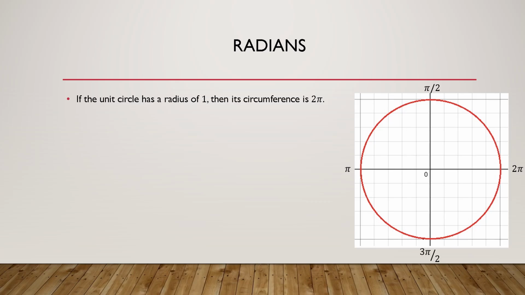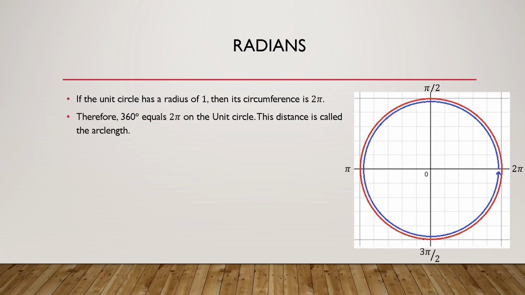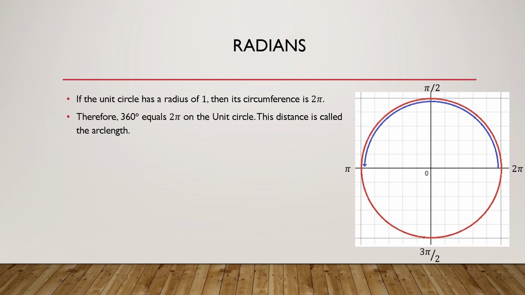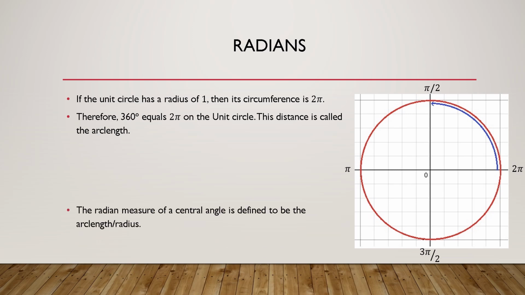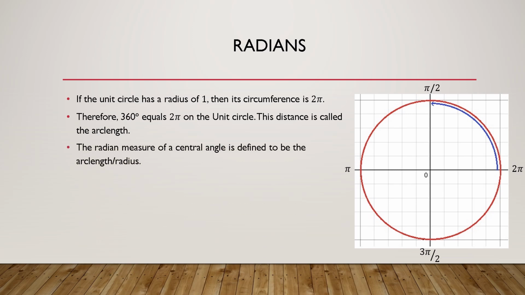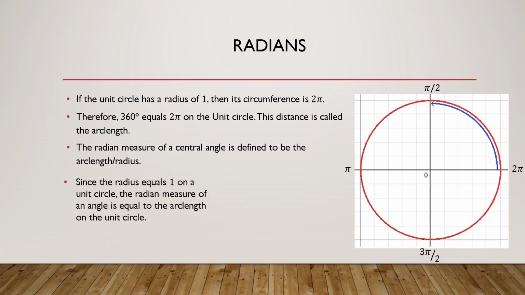If the unit circle has a radius of 1, then it has a circumference of 2 pi, meaning if one travels around the 360 degrees of the unit circle, the distance traveled will be 2 times pi. This distance is called the arc length. Therefore, halfway around the unit circle, or 180 degrees, equals an arc length of pi, and 90 degrees equals pi over 2. The radian measure of a central angle is defined to be the arc length divided by the radius. Since the radius of the unit circle is 1, in this case, the arc length equals the radian measure.